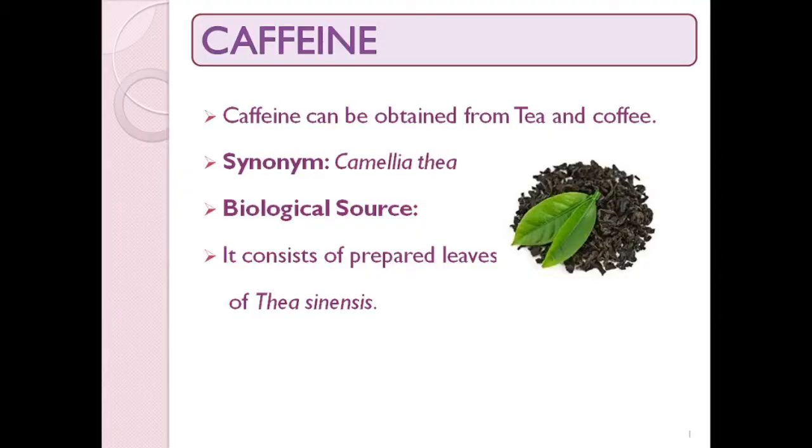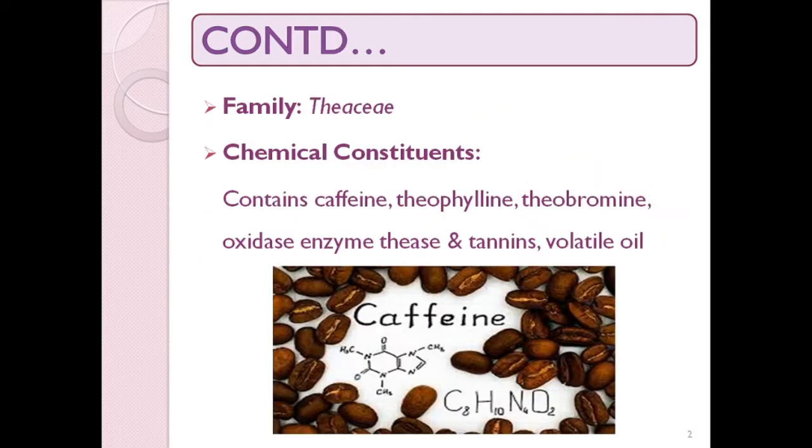Caffeine is basically a purine alkaloid, which is obtained from tea and coffee. The synonym of tea leaves is Camellia thea. It consists of prepared leaves or dry leaves of Thea sinensis. Basically, caffeine is a purine alkaloid which is a xanthine derivative. It belongs to family Theaceae. In chemical constituents, it mainly contains caffeine, theobromine, and theophylline.